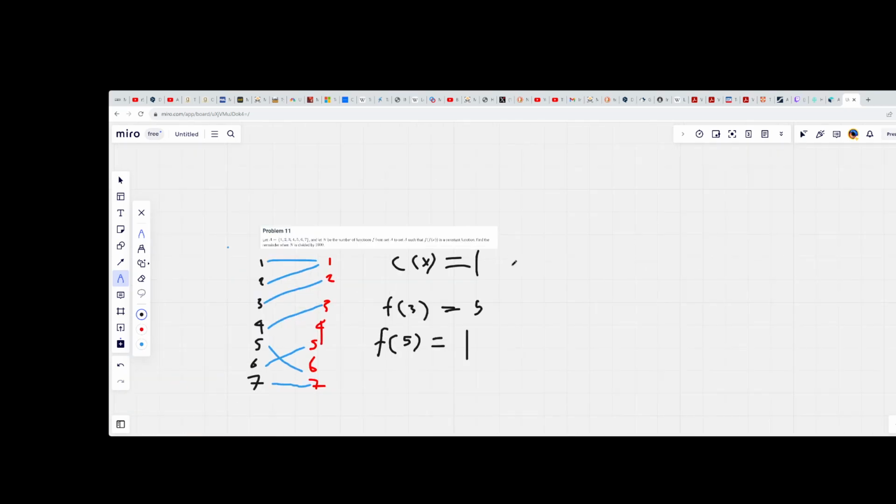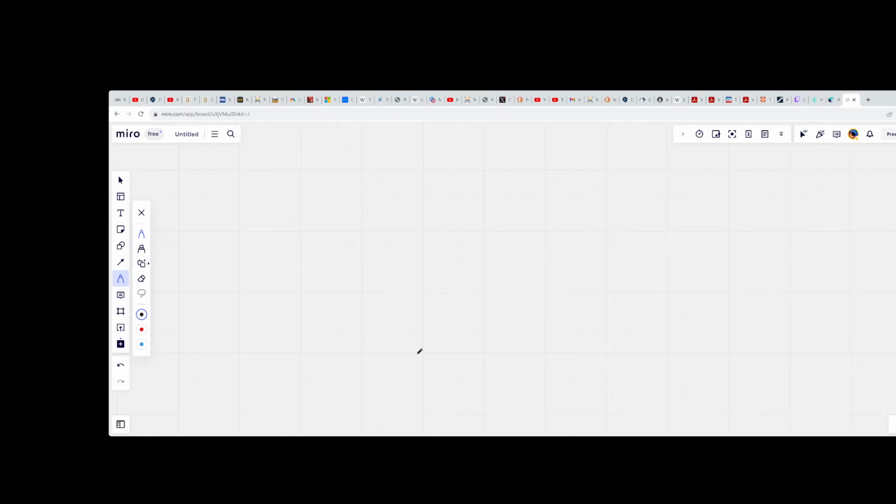So let's go ahead and give us. Oh my god, I don't know how to navigate on this at all. Okay, there we go. Okay, so let's get a little bit more space here.